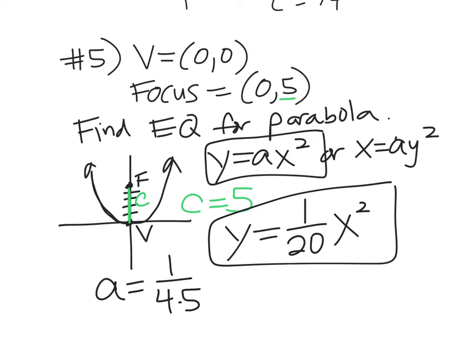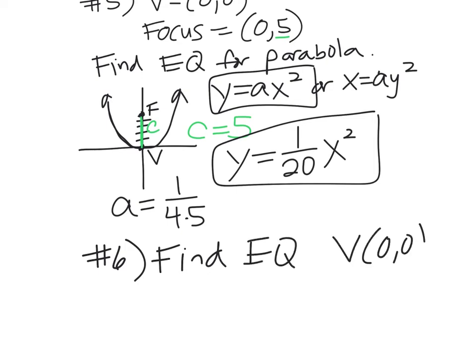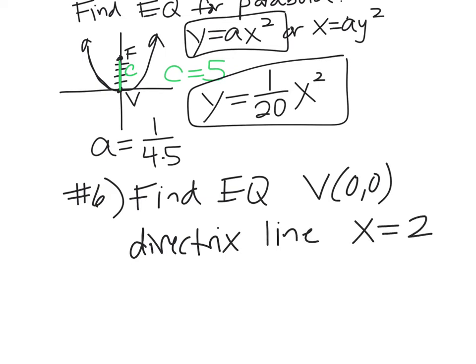Pretty good. You want to try one? Yeah? Okay. You're not even doing it. Number 6, you made them all do it. All right, find the equation given that the vertex is at 0, 0, and the directrix line is x equals 2. Ooh, okay? So 2 pieces of information. That's all they need to give to you.